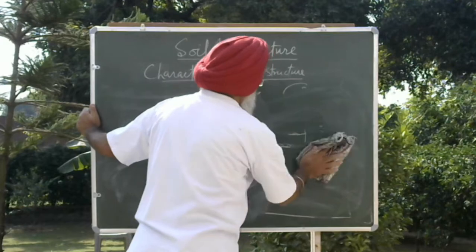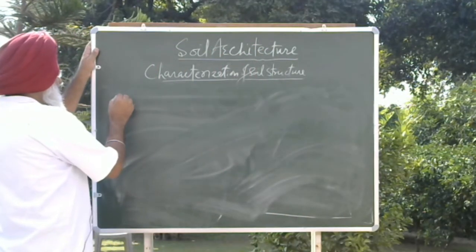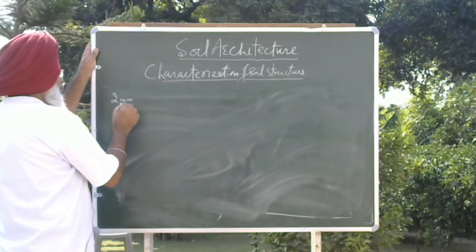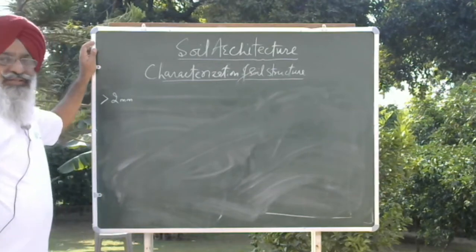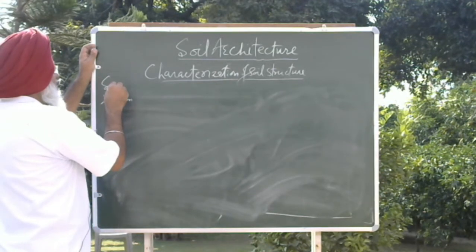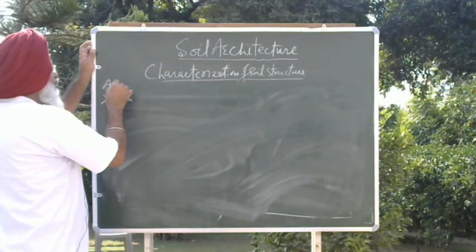So, ultimately, now you have this type of, first of all, you have sieve of 2 millimeter. So, better now you call it as more than 2 millimeter aggregate size.